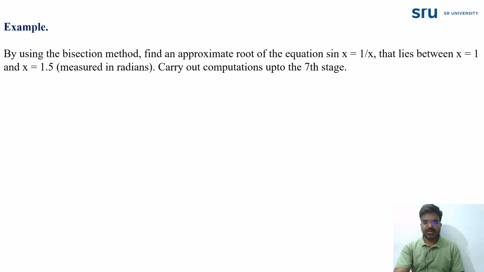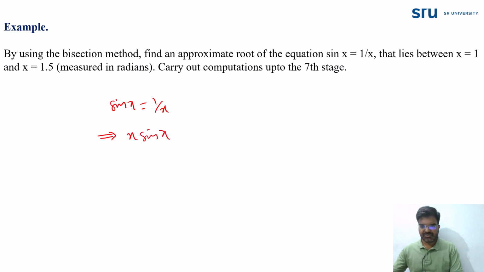Here we have one more example. What is the given equation here? sin x equal to 1 by x. Already we know on the right-hand side we need only 0. So we have to bring this complete 1 by x to the left-hand side. Simply I can write x sin x equals 1. So finally x sin x minus 1 equal to 0. Now what is my function here? f of x equal to x sin x minus 1. This is the function.